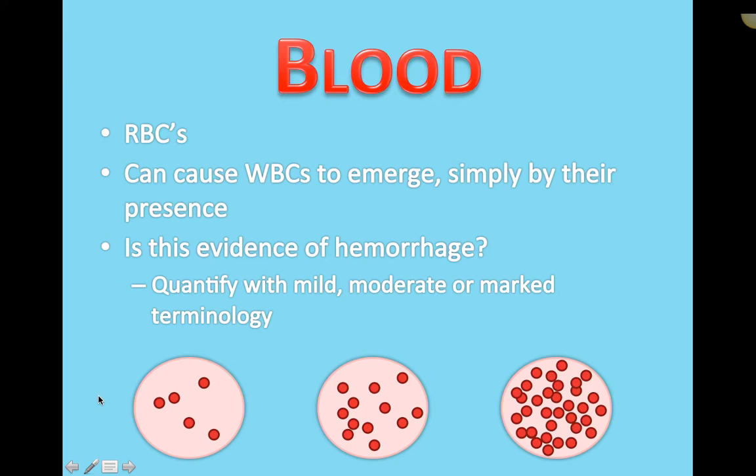So the next one is red blood cell background. The presence of red blood cells can cause white blood cells to emerge as well, simply by their presence. That being said, in order to classify it as an inflammatory sample, just look at all the cells that are present. Okay, if you're just getting one neutrophil kicking around and you have a lot of red blood cells, you may have struck peripheral blood. Okay, you may be looking at more of a peripheral blood sample. So you need to see what other cells are kicking around.